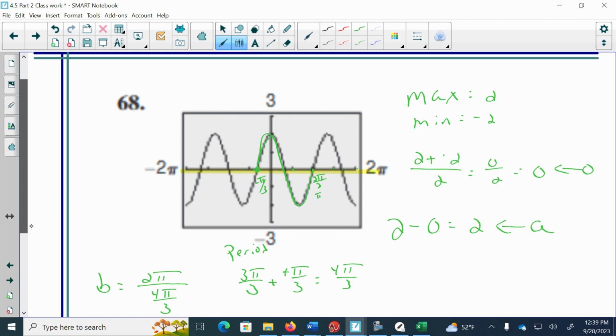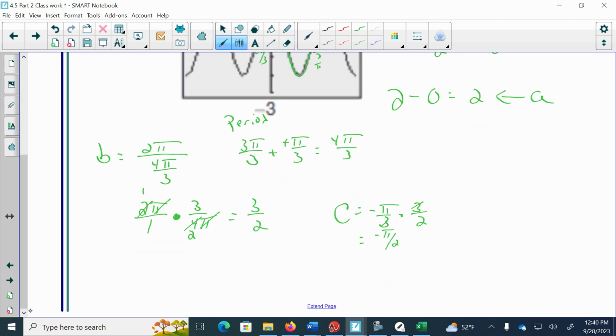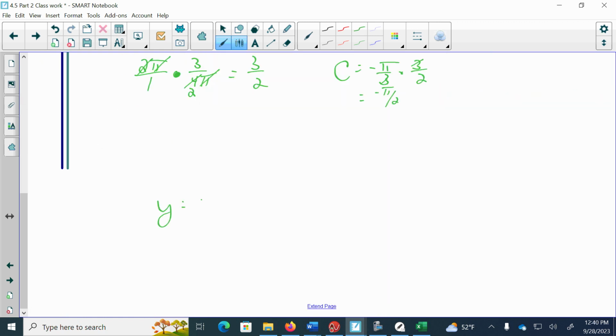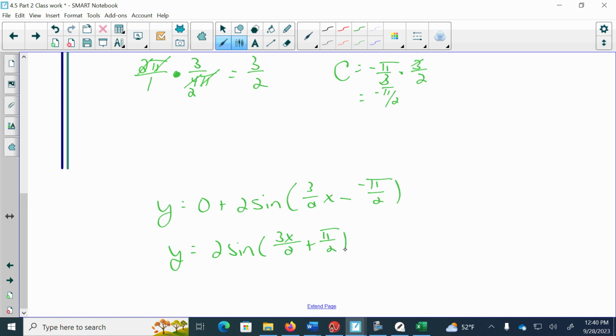To write my equation, I'm going to say y is equal to my d, which is 0, plus 2, which is my a, sine. We have 3x over 2, because that's my b, minus the negative pi over 2. So when I clean it up, I'm going to have 2 sine, and I can write 3x over 2. Those mean the same thing, plus pi over 2. And that's my final equation, and that is the last one. I hope this helps.